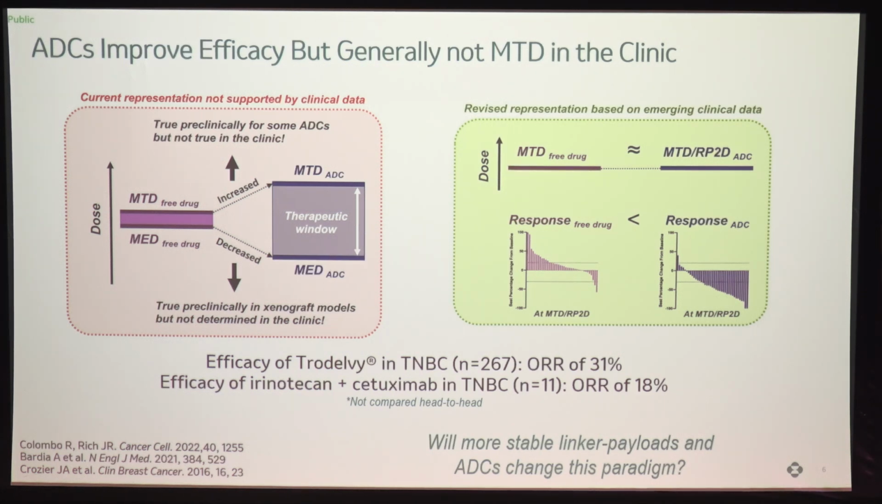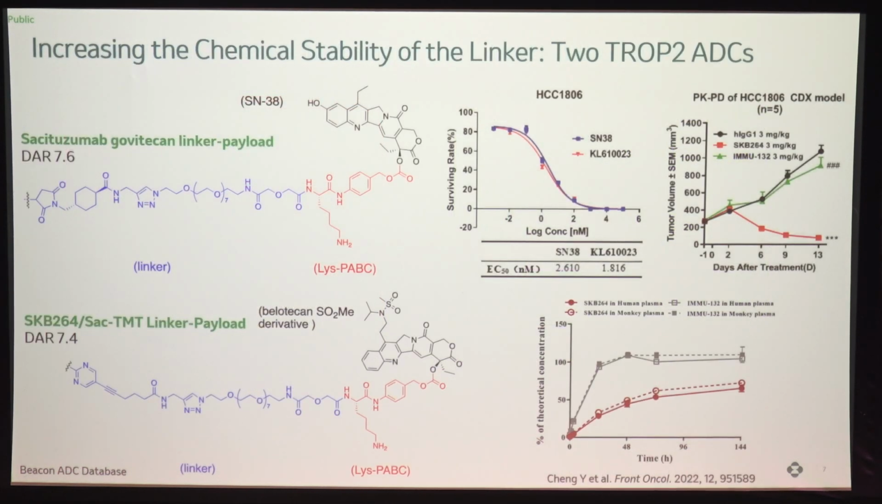And so the question is, if we can actually make a much more stable ADC with more stable linker payloads, can we actually start to shift this paradigm so that we still maintain that efficacy and maybe can tamp down some of the tolerability concerns? And so one of the molecules I wanted to compare to is actually this molecule on the bottom, SKB264, also known as sacituzumab TMT. This is a molecule that was discovered by Kelun Biopharma, but then licensed by and now developed by Merck.